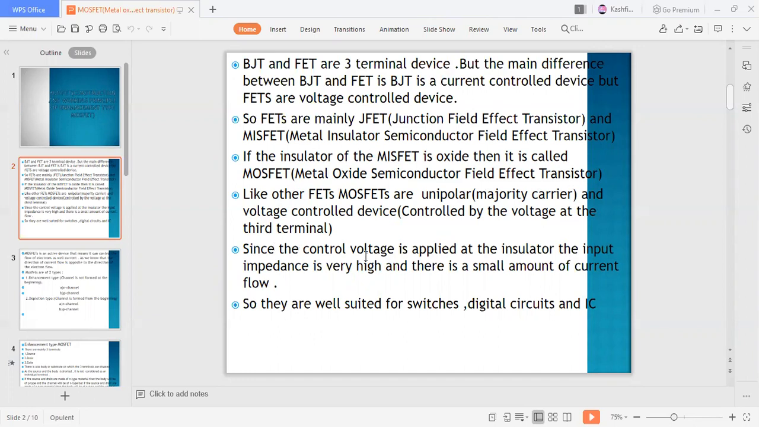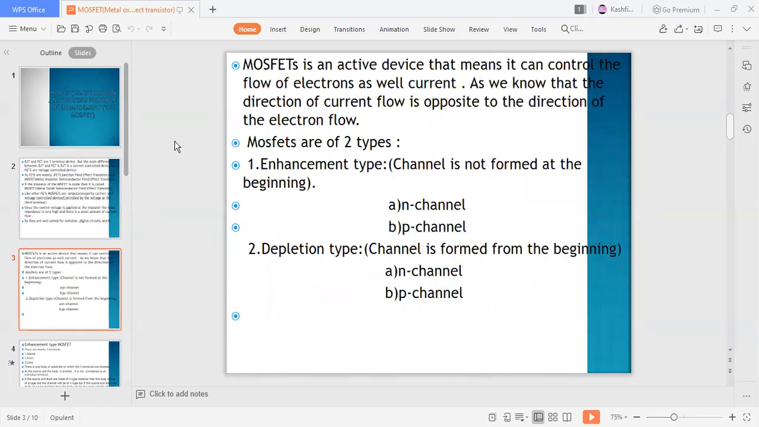Since the control voltage is applied at the insulator, the input impedance is very high and there is a small amount of current flow. So, they are well suited for switches, digital circuits, and IC. MOSFET is an active device, that means it can control the flow of electrons as well as current, as we know that the direction of current flow is opposite to the direction of electron flow.